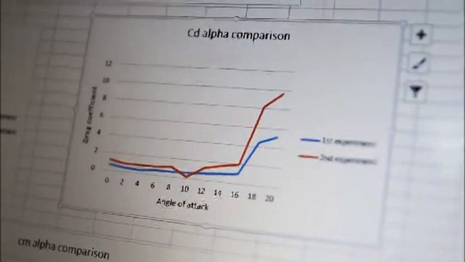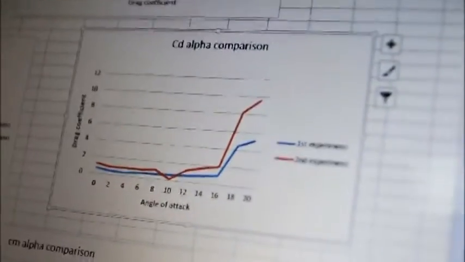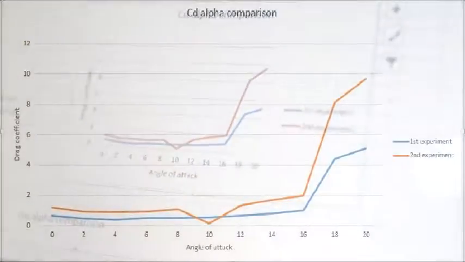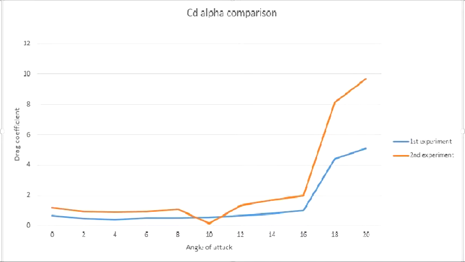Let's move on to the drag coefficient versus angle of attack. In this graph, we can see the effect of Reynolds number, in which a higher Reynolds number means a lower drag coefficient, as we can see in the orange line from the second experiment.